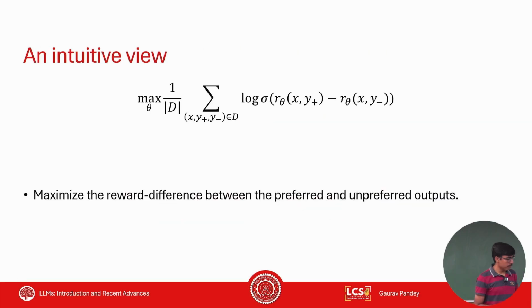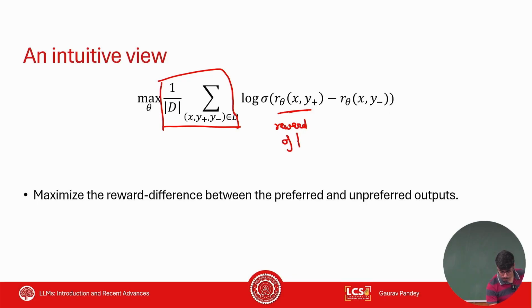Right, so this is how you can, because this distribution is a discrete distribution, you can just write this expectation as an average. And what this quantity is saying, this is the reward of the preferred response, and this is the reward of the rejected response. And it's just trying to maximize the difference of the reward between these two responses.